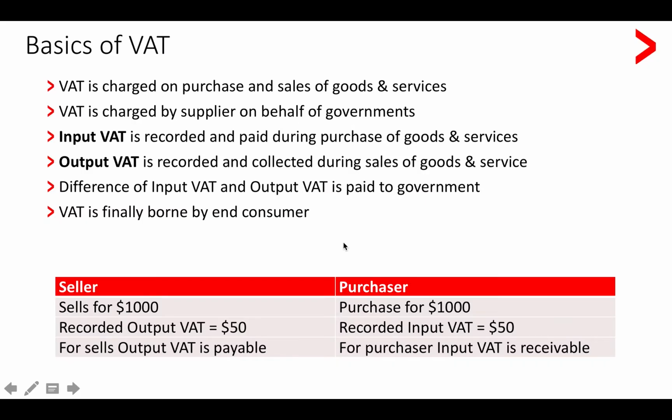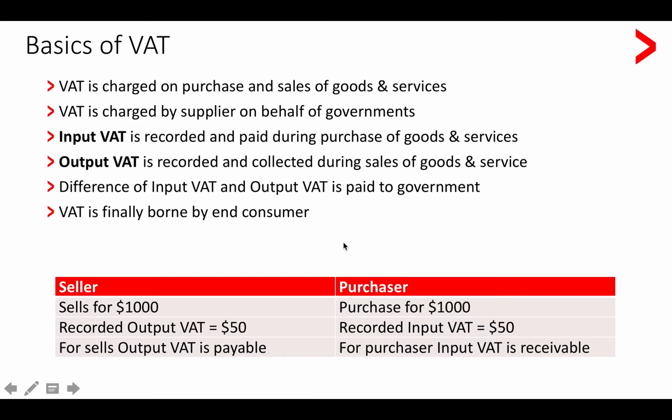So before going further, we need to understand the basics of VAT. VAT is charged on purchase and sales of goods. So that means whenever companies purchase goods or services, they need to pay VAT, and whenever companies sell goods or services, they need to collect VAT. So VAT is charged by the supplier on behalf of authorities or government. So it is an example of indirect taxation.